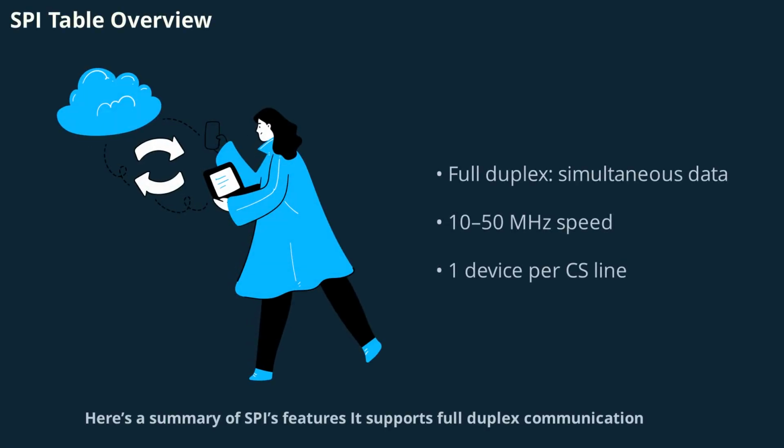It supports full duplex communication with blazing speeds from 10 to 50 MHz. Four wires are needed: MOSI for data out, MISO for data in, SCLK for clock, and CS for chip select. Each device gets its own CS line, so you can connect multiple devices, but wiring increases. SPI is commonly used for SD cards, analog to digital converters, and TFT displays.